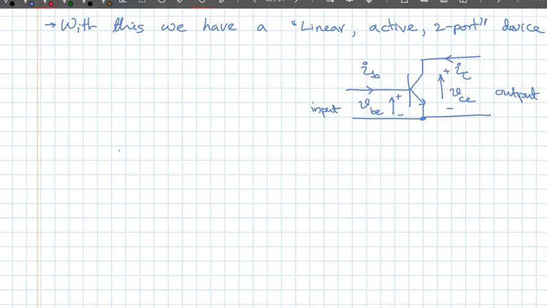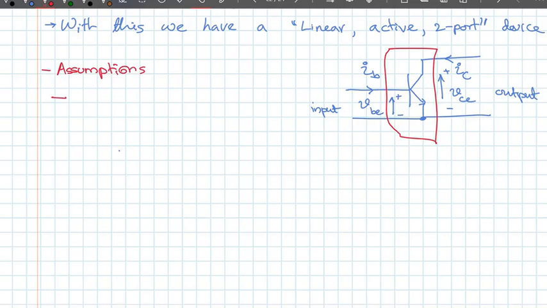So if you look at it like this, you have what you expected in a linear active two-port device. However, there are certain assumptions we need to note for this to actually work.